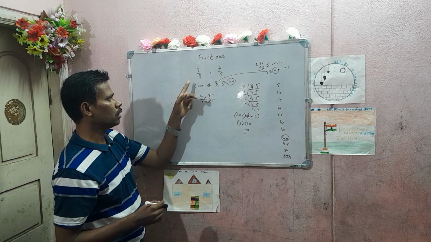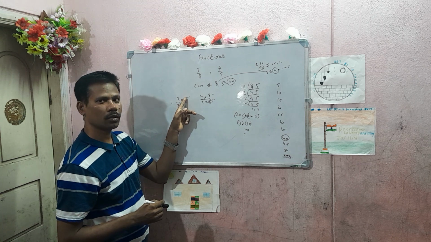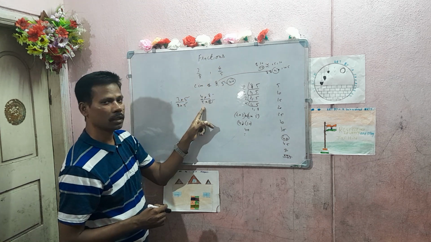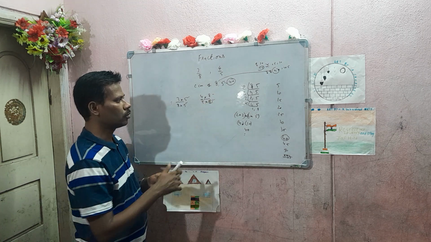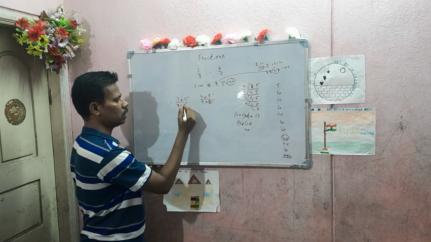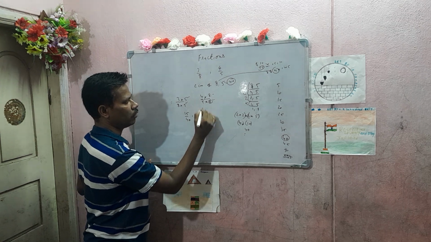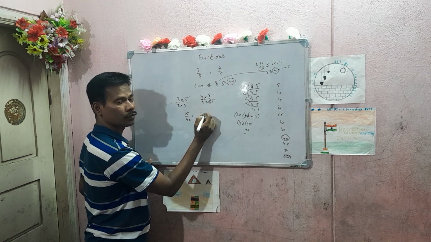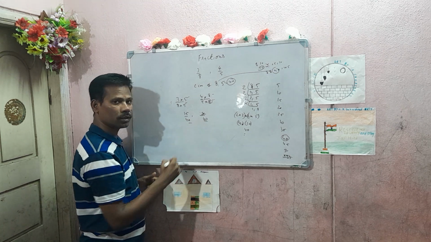Once again, this number I have written, 8 how many times? 5 times. So the same thing you write. 4 by 5 is written here. This 5, how many times? 8 times. So 5 8s are 40. Next, 3 5s are 15 by 40. 8 4s are 32 by 40. Now both denominators are the same.